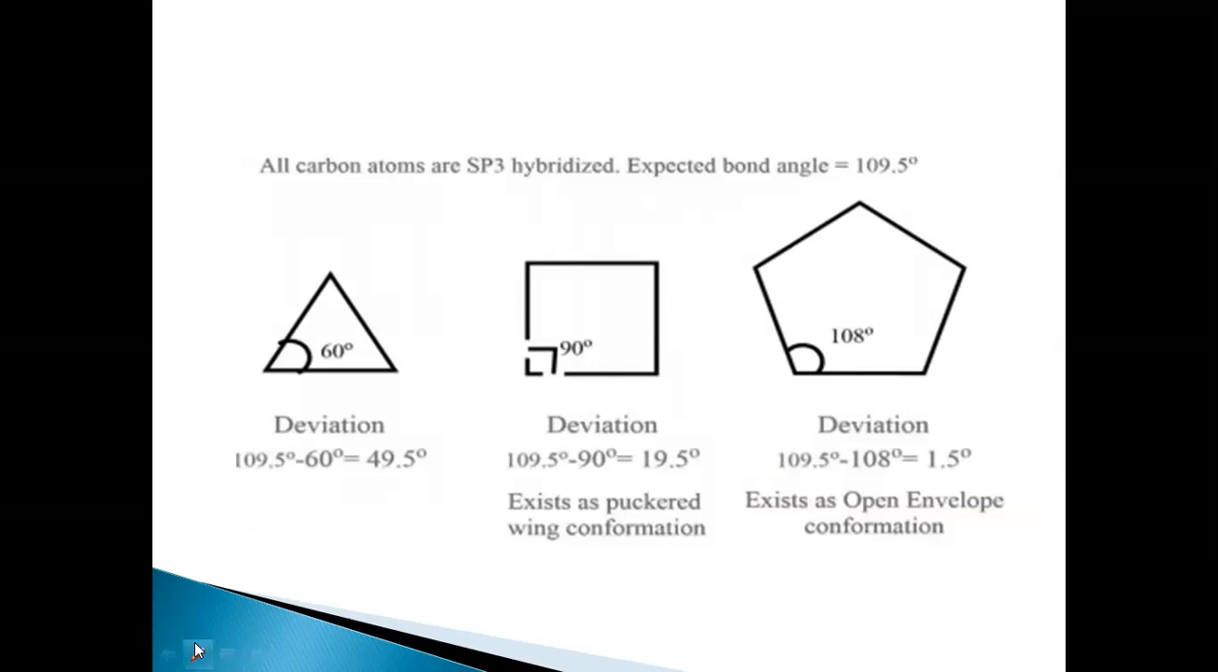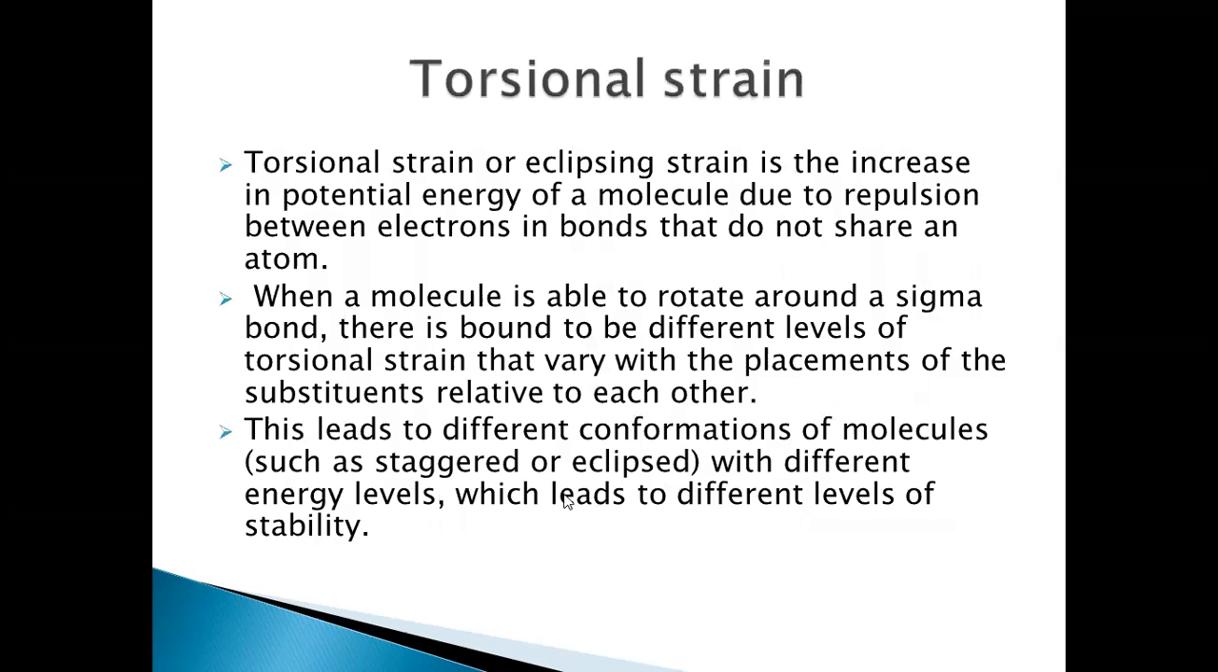This angular strain is also seen in some other examples. The first one is cyclopropane, where we have already seen that the expected bond angle is 109 degrees 28 minutes and the actual is 60 degrees. When we subtract this, we get the deviation from the bond angle, which is the angle strain. In cyclobutane, the angle seen is 90 degrees but the expected one is 109, so the deviation is 19.5 degrees. And in cyclopentane, the deviation is only 1.5. So this is what angular strain is.